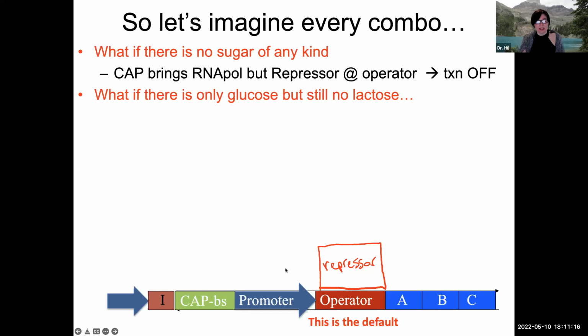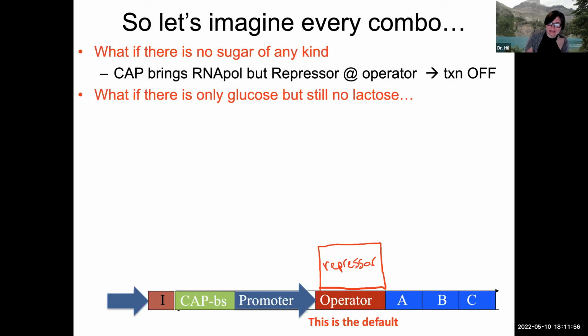Okay, still no lactose. So the default situation for the repressor is that it's bound to the operator. There's no lactose, so the repressor, is it still here or is it gone? Remember that the repressor is only removed when lactose is around. Yeah, still here. No lactose, repressor still here. Okay, but we've added glucose. ATP levels went up. Cyclic AMP levels went into the toilet.